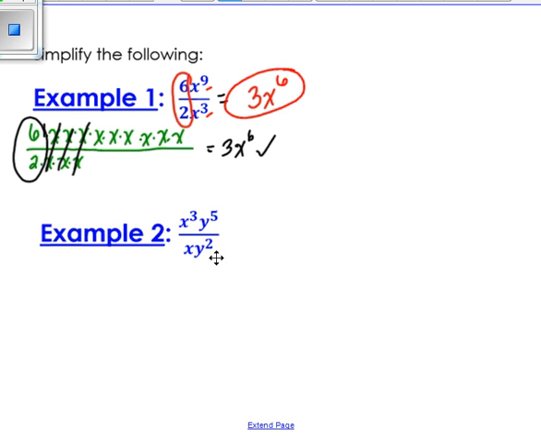Same concept in example 2, using the shortcut only. I have 3 x's on top, 1 on the bottom. If I subtract my exponents, then I've got an x to the 2nd. 5 y's on top, 2 on the bottom. Subtract my exponents, and I've got 3 left.